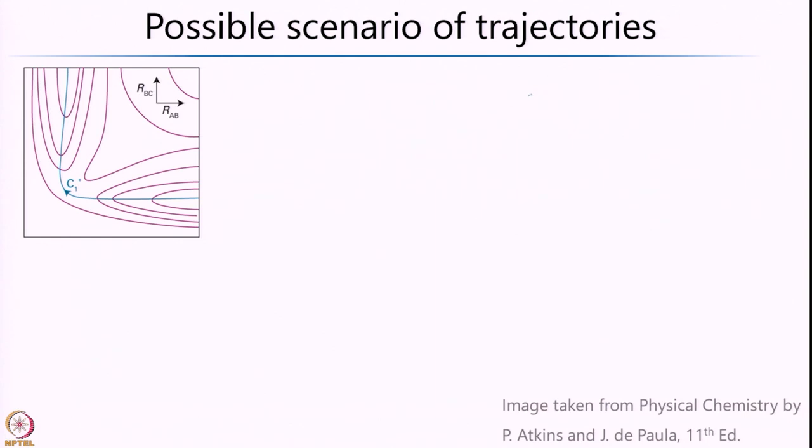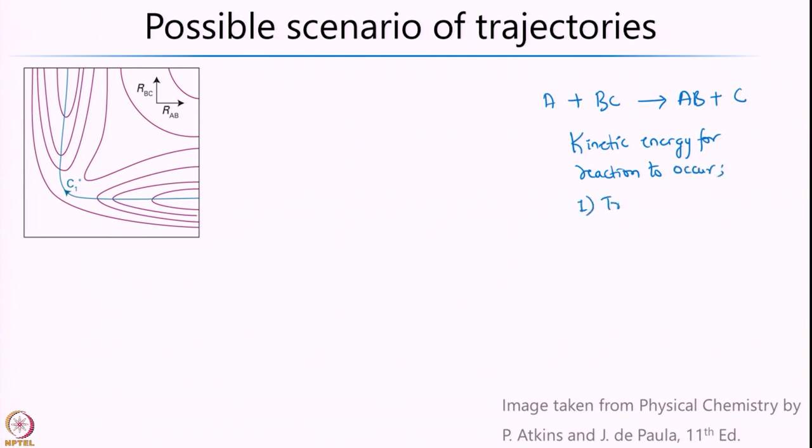So, let us say I have A reacting with BC, giving AB plus C. This is the general reaction. So, the kinetic energy for the activation for reaction to occur can be divided into two parts.